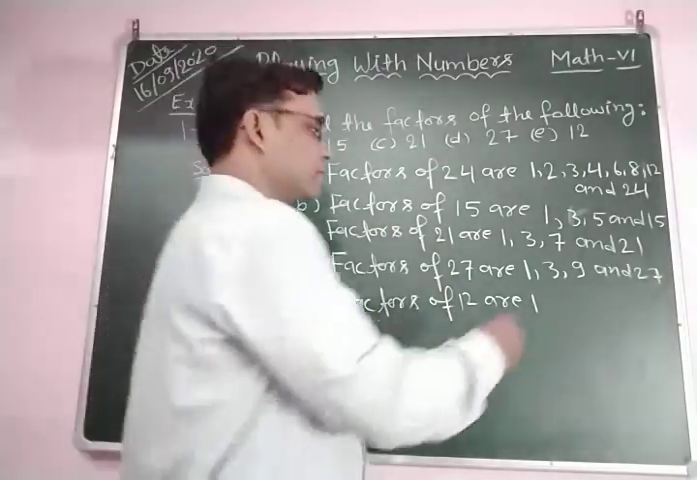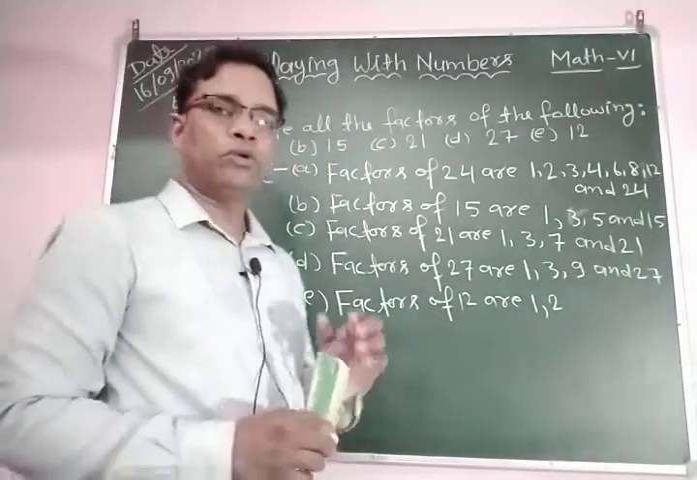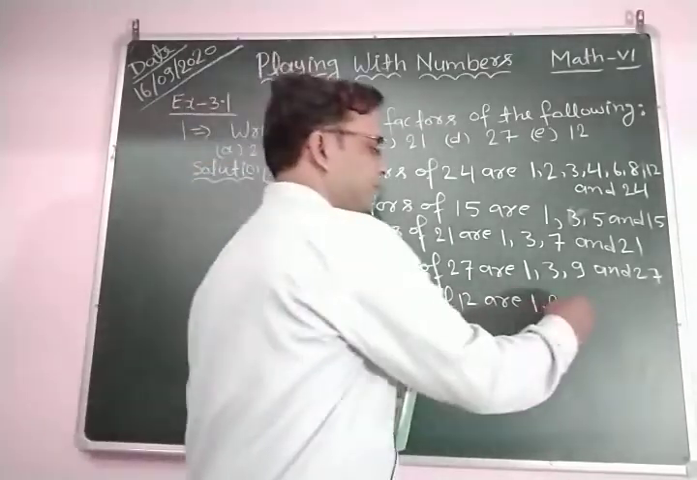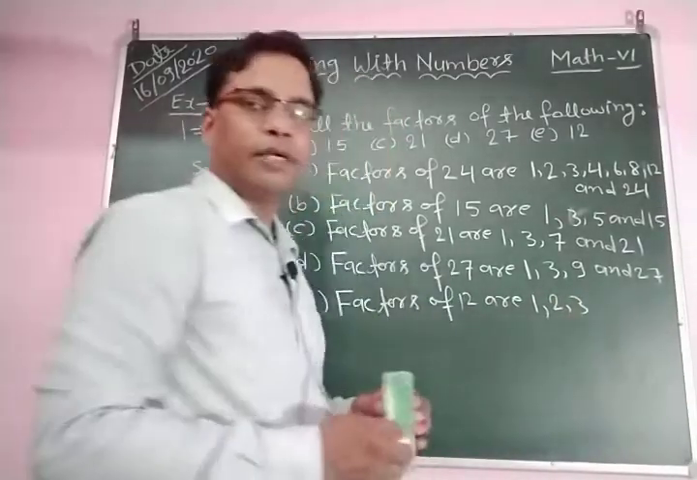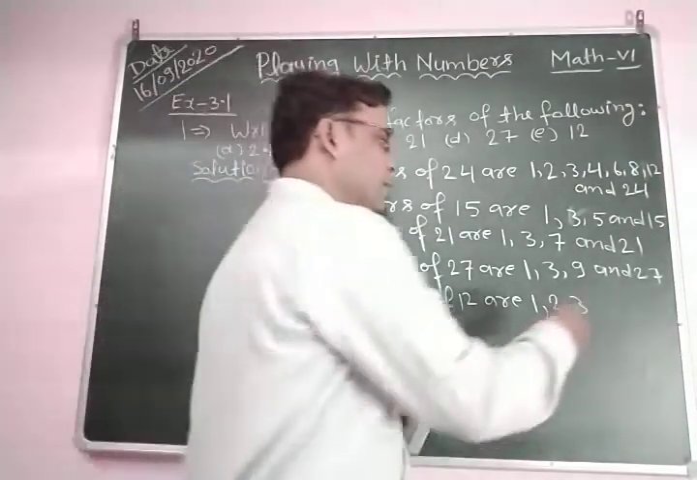Okay, now 2 divides 12. How many times? 6 times. It means that 2 is a factor of 12. 3 divides 12, so 3 is a factor of 12. 4 also divides 12, so 4 is a factor of 12.